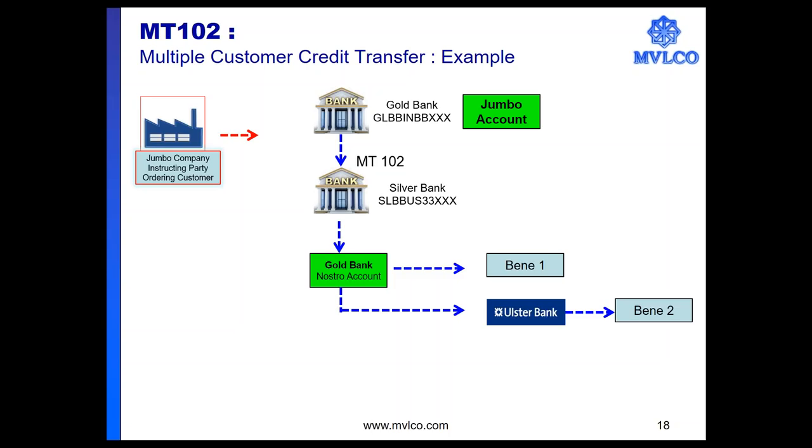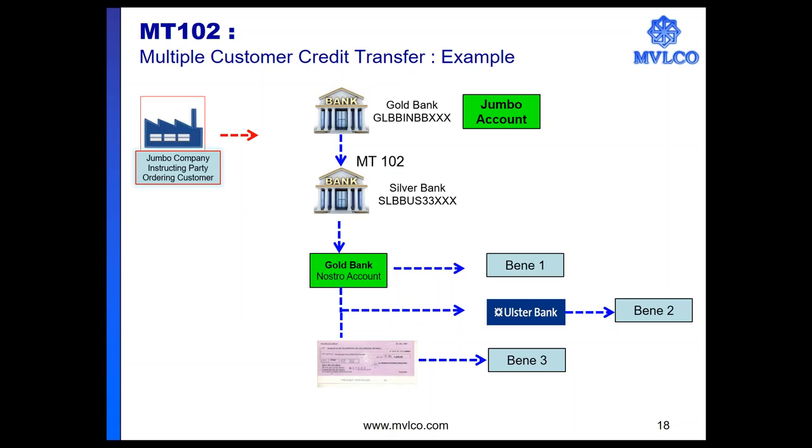So this message is sent by Gold Bank on behalf of the ordering customer, Jumbo, to another financial institution, Silver Bank, for making payment to various beneficiary customers. The message is requesting Silver to make the payment to beneficiaries either directly, meaning beneficiary one is directly with Gold Bank, so make that payment directly, or indirectly, where it could be through CSM and then to Ulster Bank and then almost to beneficiary two, and maybe through a check. So this is how you can have 102 used to convey multiple payment instructions in this example.